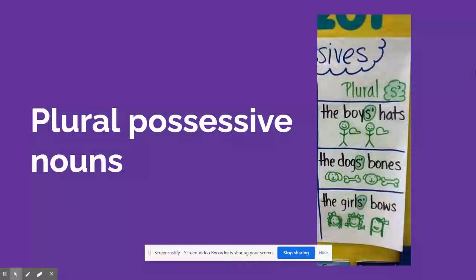Plural possessive nouns. Remember, plural possessive nouns show ownership to more than one person, place, or thing. We add the apostrophe after the S, typically. So for example, when we see the first picture, the boys' hats. There are two boys and two hats. More than one, so we need to make sure that we write it as a plural possessive noun, where the apostrophe is after the S.